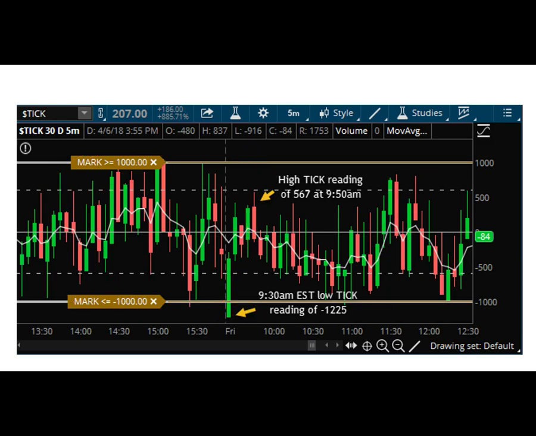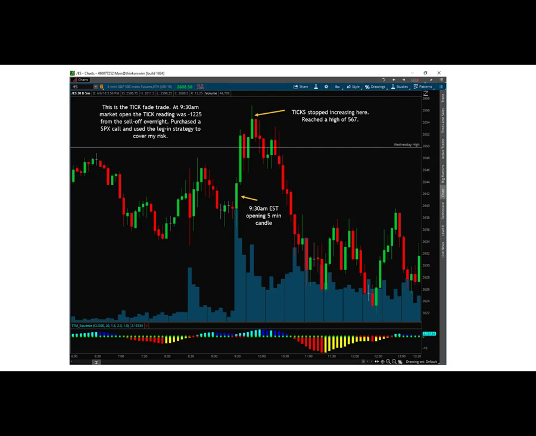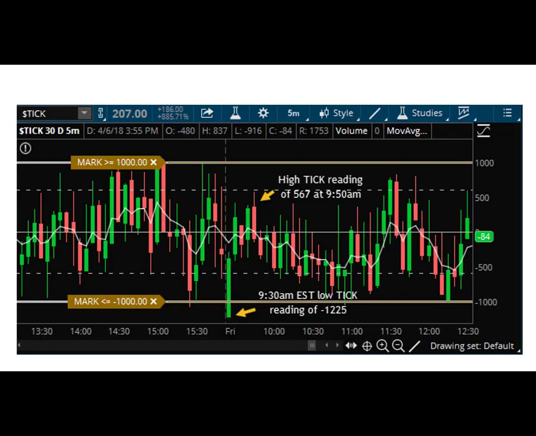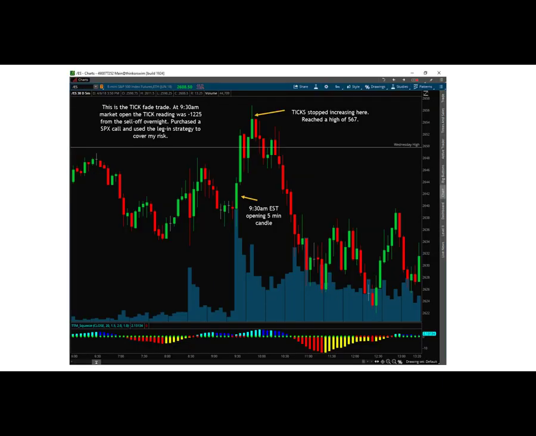And next we'll show you an example of a chart. Here we have the chart of that exact opening. This ticked the previous slide that I showed you, where we opened at the negative 1225. This next slide is the ES on a 5-minute for that opening. As you can see, right here is the 9:30 a.m. candle. And this is a 5-minute chart, if I didn't say that already.